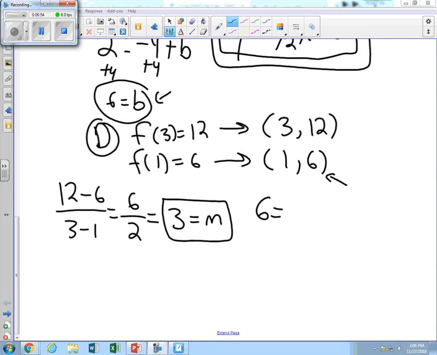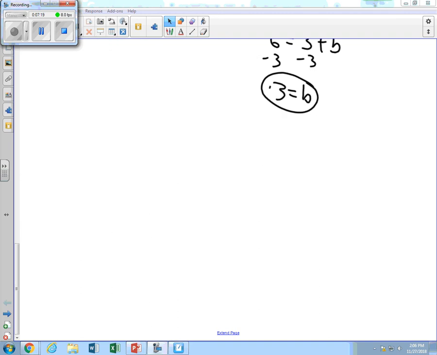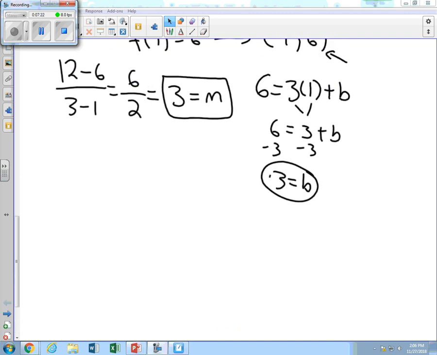6 equals 3 times 1 plus b. 3 times 1 is 3, plus b. Minus 3, minus 3. 3 equals b. So that, guys, is the first part. Oh no, we've got E, and then I'll cut this video off and make a second one. But b equals 3, and I forgot to put the answer all together. y equals 3x plus 3.